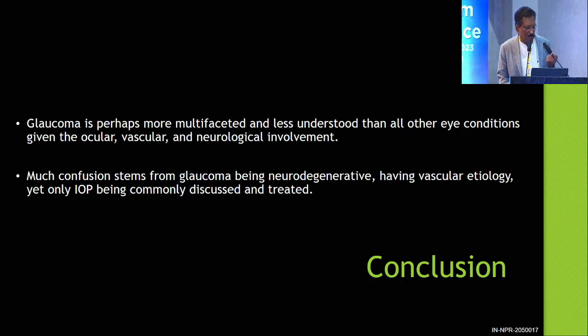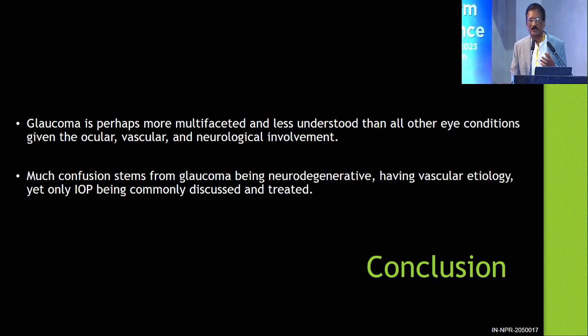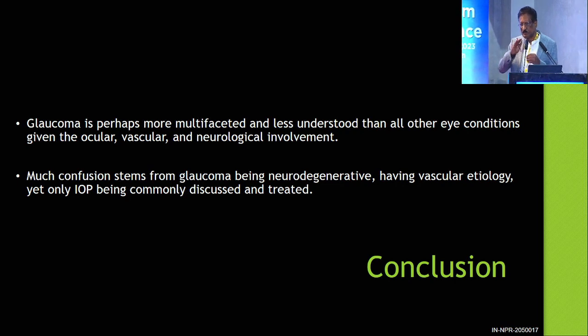At the end, glaucoma is perhaps more multifaceted and less understood than all other eye conditions, given the ocular, vascular and neurological involvement. Much confusion stems from glaucoma being a neurodegenerative disease having vascular etiology, yet only IOP being commonly discussed and treated. One final caution: any patient you are seeing with progression of glaucoma and intraocular pressure maintained always and diurnal normal, never think that all these factors may not be contributing to the loss of ganglion cells.